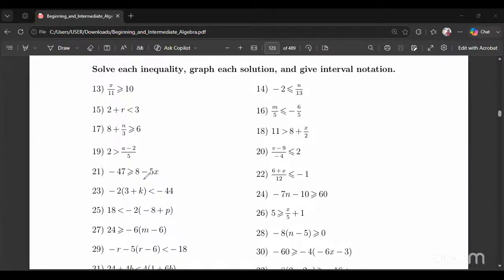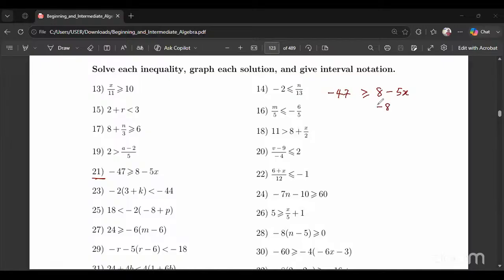Now let us solve question 21. We solve the inequality, then we'll grab the solution and give the interval notation. So we have negative 47 is greater than or equal to 8 minus 5x. Naturally, you cannot remove 5x from 8. It's not possible. So we want to combine like terms. We want to get rid of 8 from the right-hand side to the left-hand side.